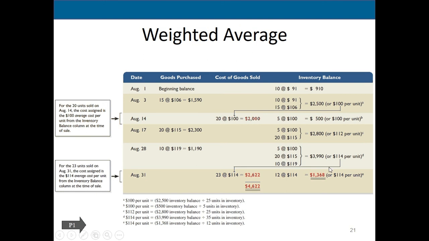That's my weighted average. So on August 31, when I sell the 23 units, I simply cost it out at that 114. 23 times 114, I get my cost of goods sold transfer, and I'm left with 12 units. 35 minus 23 is 12 units with a value of 114 per unit. Now I know my ending inventory balance. That's super simple. It creates a little bit more math, right? But it's super simple. That's weighted average.